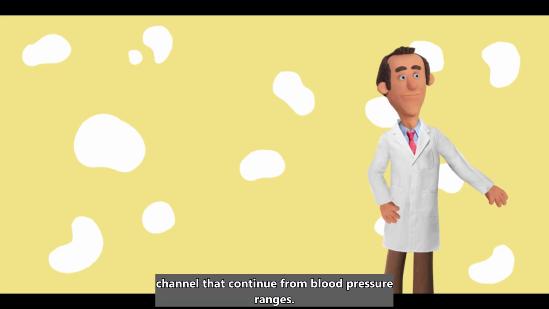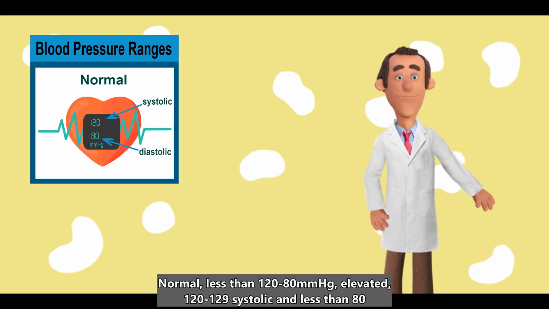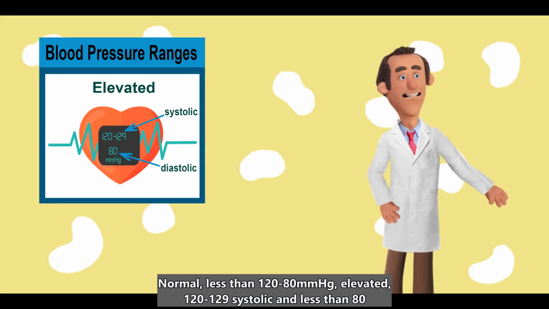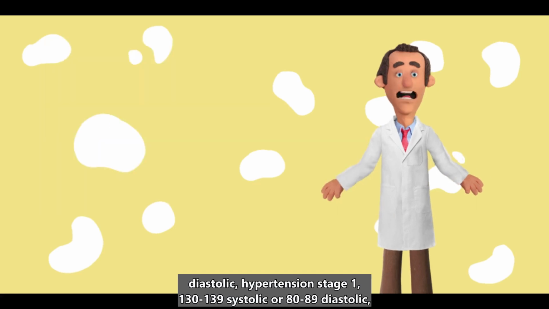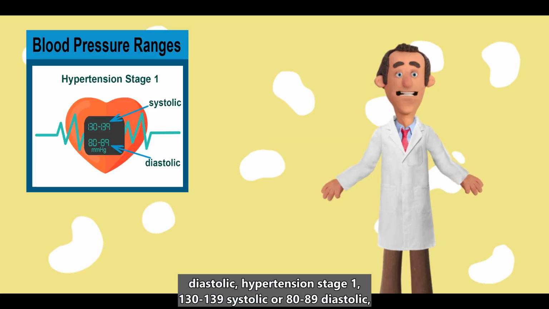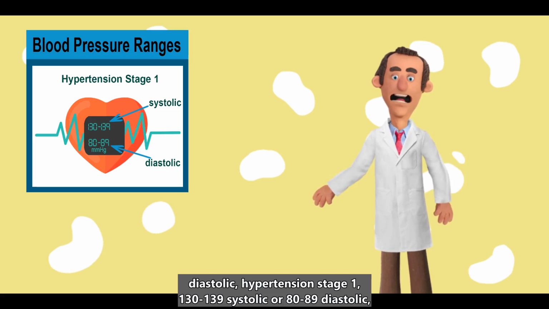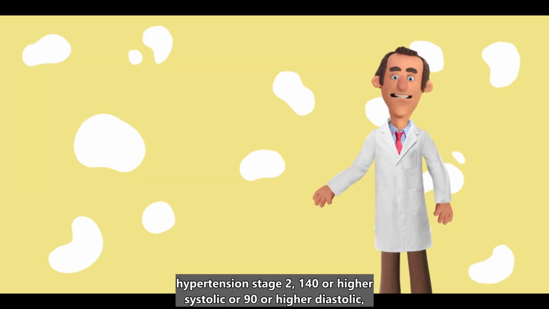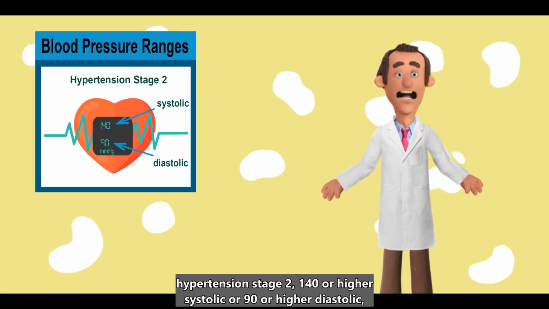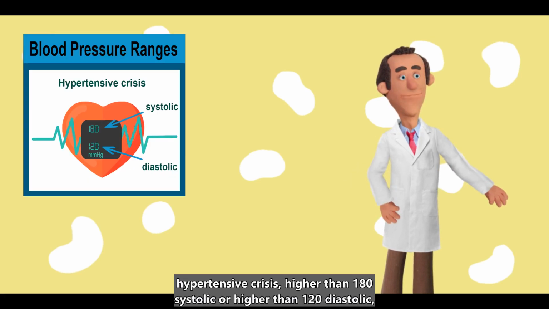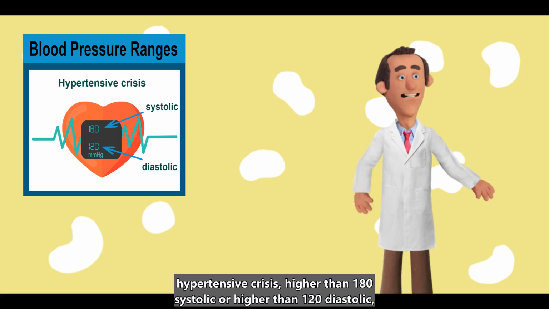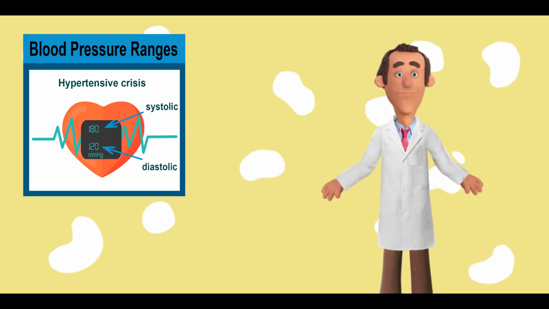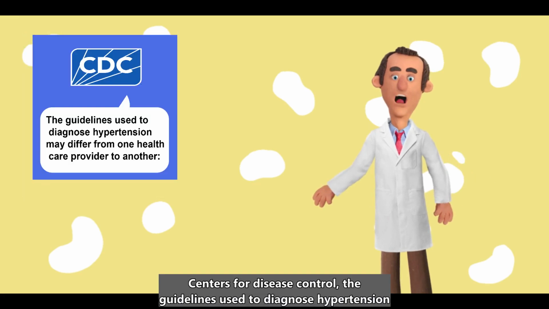Let's continue from blood pressure ranges. Normal: less than 120/80 mmHg. Elevated: 120 to 129 systolic and less than 80 diastolic. Hypertension stage 1: 130 to 139 systolic or 80 to 89 diastolic. Hypertension stage 2: 140 or higher systolic or 90 or higher diastolic. Hypertensive crisis: higher than 180 systolic or higher than 120 diastolic, according to the Centers for Disease Control.